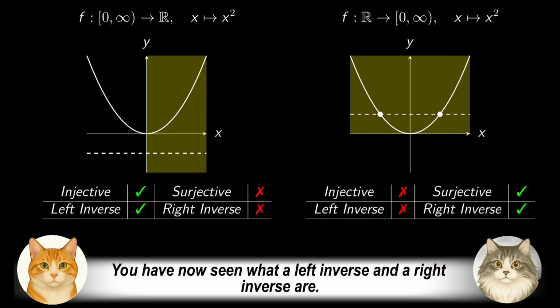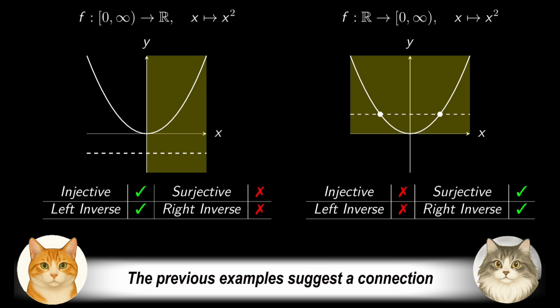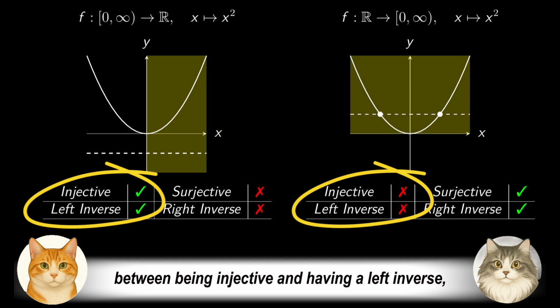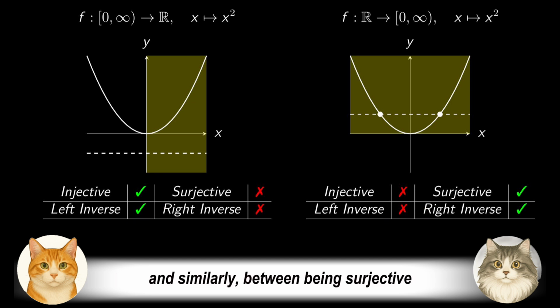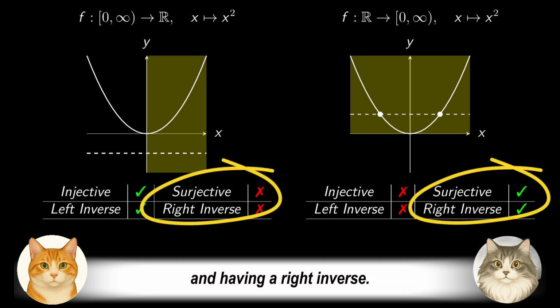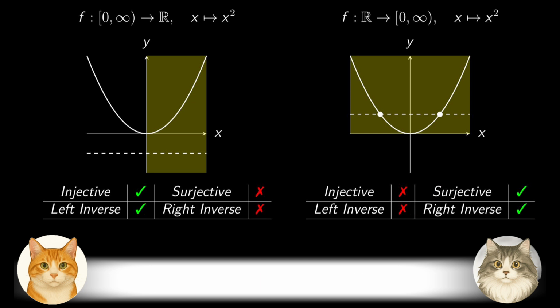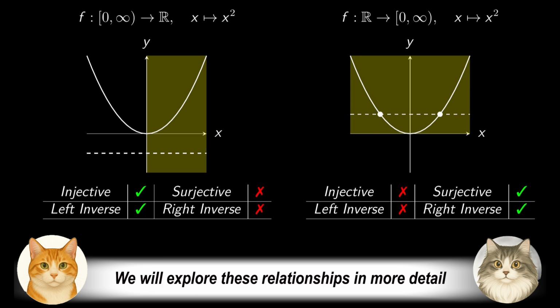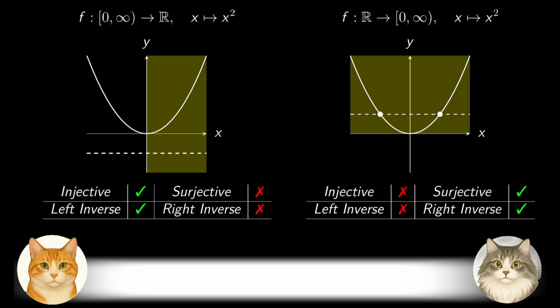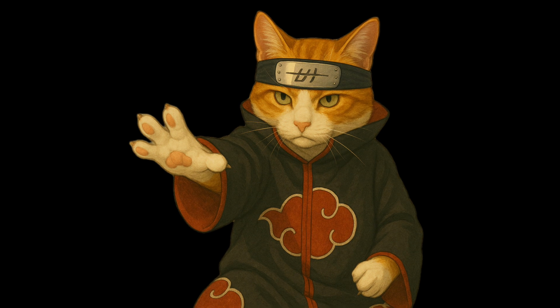You have now seen what a left inverse and a right inverse are. The previous examples suggest a connection between being injective and having a left inverse, and similarly, between being surjective and having a right inverse. We will explore these relationships in more detail in the sections to come.